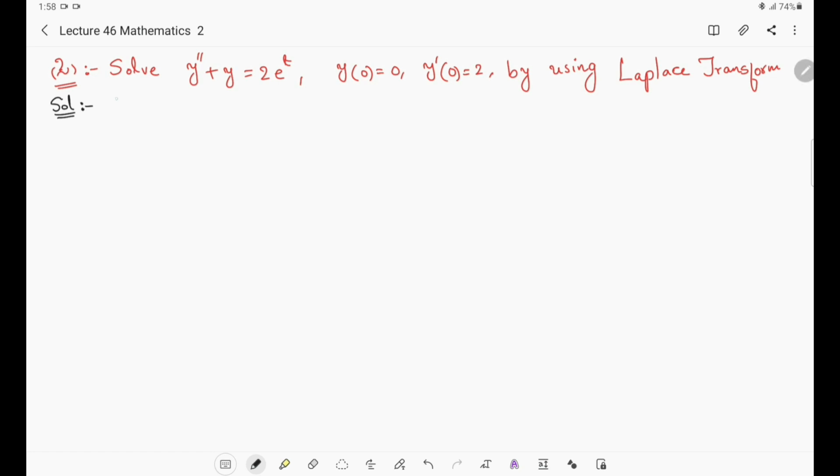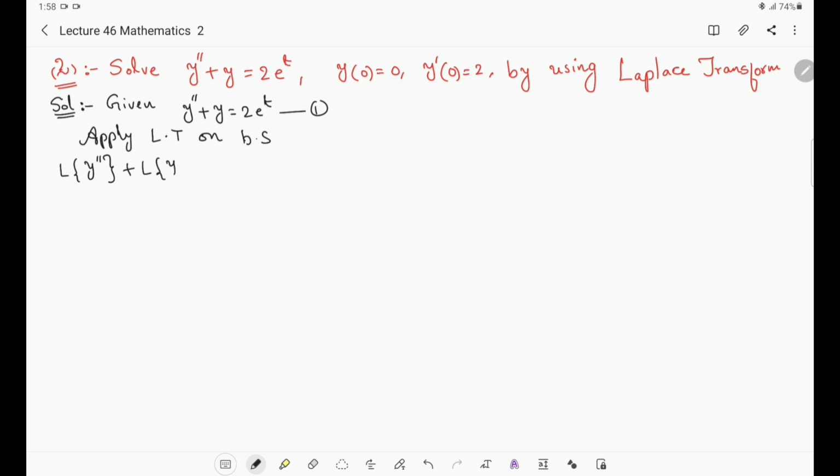What we have to do for the given differential equation? First we will write the given differential equation: y double dash plus y equals 2 e power t. Consider this as differential equation 1. Now apply Laplace transform on both sides. When we apply Laplace transform on both sides, what will happen? Laplace transform of y double dash plus Laplace transform of y equals 2 into Laplace transform of e power t.